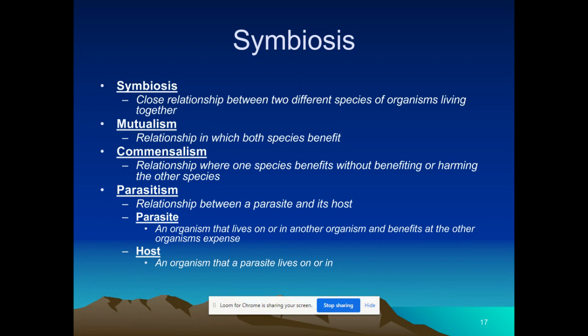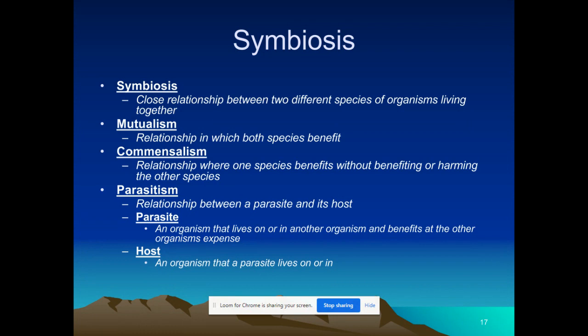The first one is mutualism. That's a relationship where both species benefit. A bee and a flower. They benefit. The bee gets food from the flower, the pollen, and then the bee helps the flower reproduce. Okay, because the pollen gets on the bee's body, the bee takes it to another flower and it pollinates it.